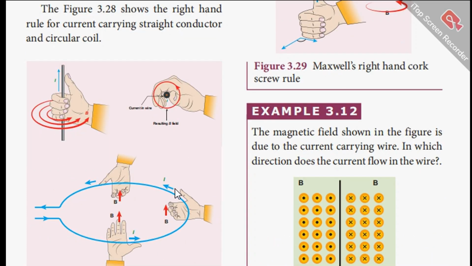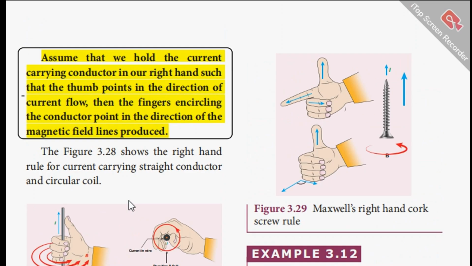This figure shows the right hand rule for a current carrying straight conductor and a circular coil. Here there is a straight conductor, and this is for a circular coil. The right hand thumb rule can be applied to these.